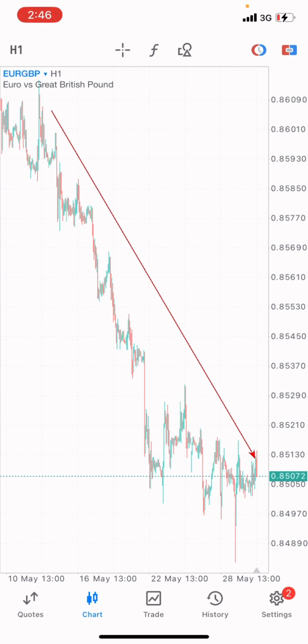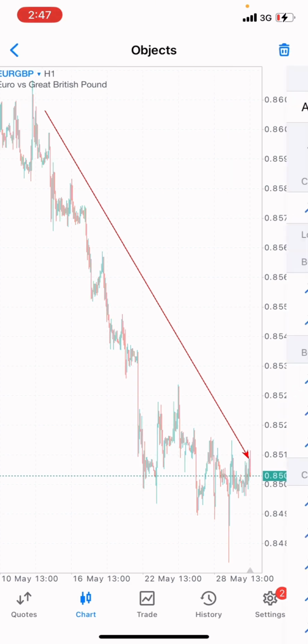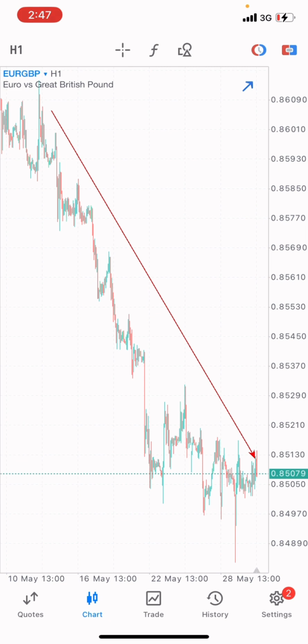right now, this market has sold. So we're probably seeing a next step for a buy. Okay, we're seeing a buy position.